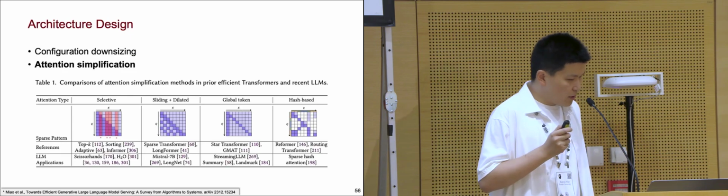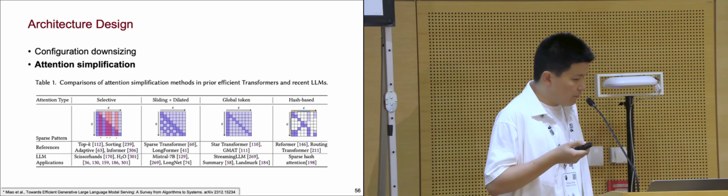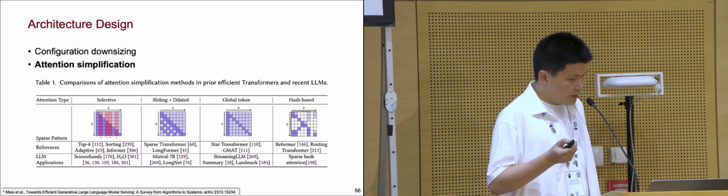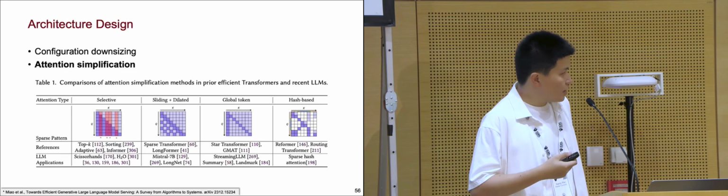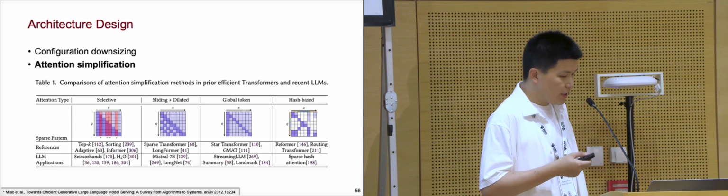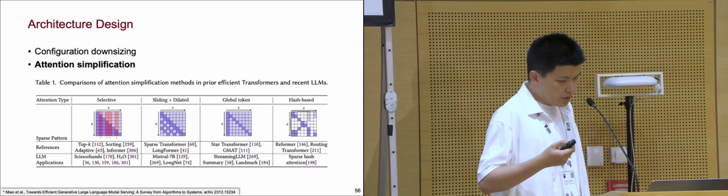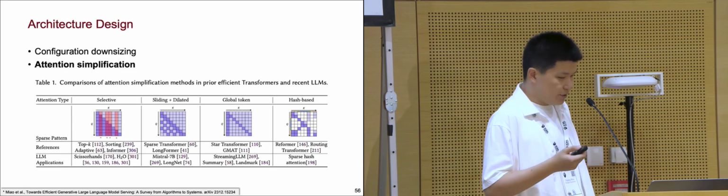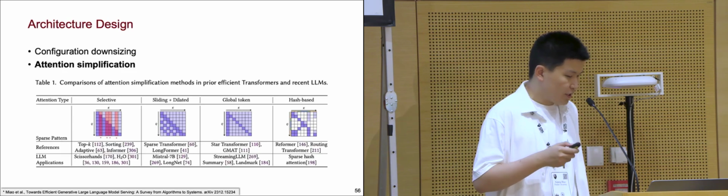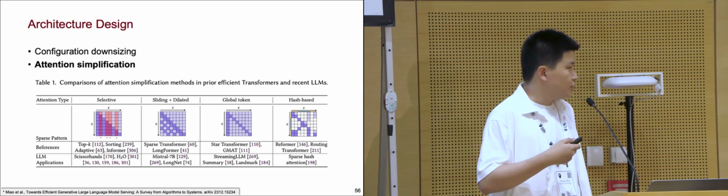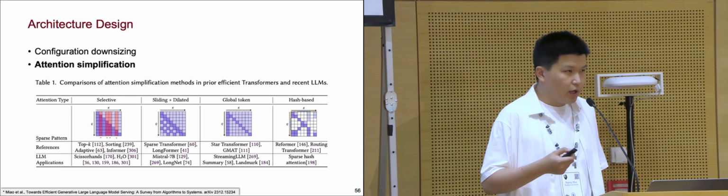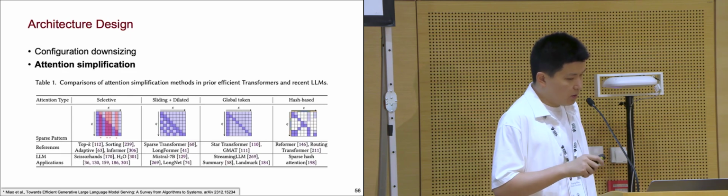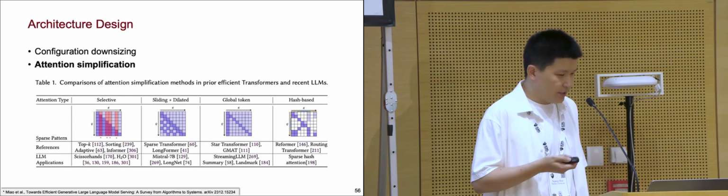Okay, now let's move on to the architecture design of large language model serving. The first thing is, if we want to improve the efficiency of a large model serving system, a straightforward approach is to directly downsize the model configurations, such as using shallow structures, for example, using fewer model layers, or we can share weights across layers, or you can also shrink the embedding table size.